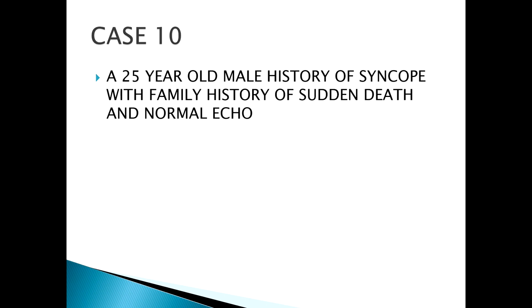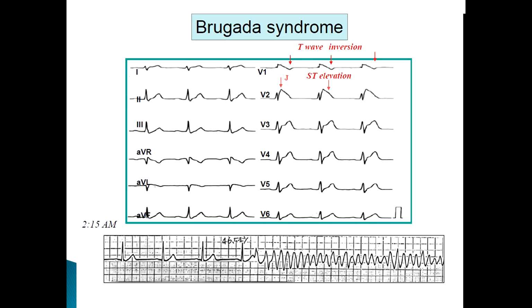Echo is normal. Male, history of syncope, family history of sudden death and normal echo: Brugada syndrome should come to your mind. It is very common, and you will have ST segment elevation in V1, V2, classical. Sometimes you cannot see it, and fever is very important. In the presence of fever, sometimes the Brugada pattern comes out. Otherwise it may be normal.